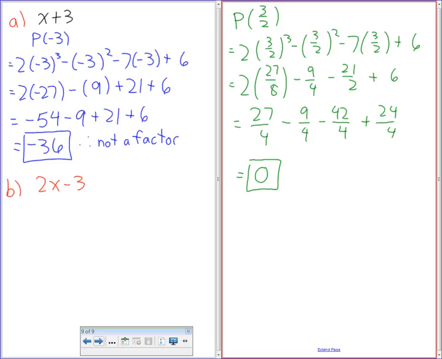Okay, just wait. On your test, if you use a decimal, just don't show me. All you have to do on your test is this: you have to say P of 3 over 2 and then say equals 0, therefore this is a factor.